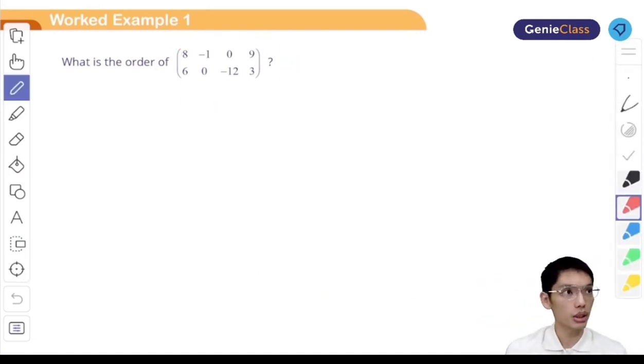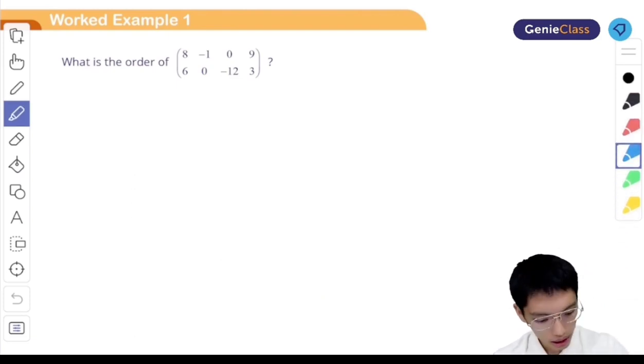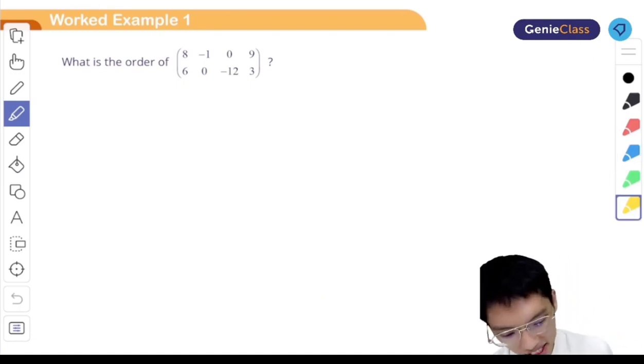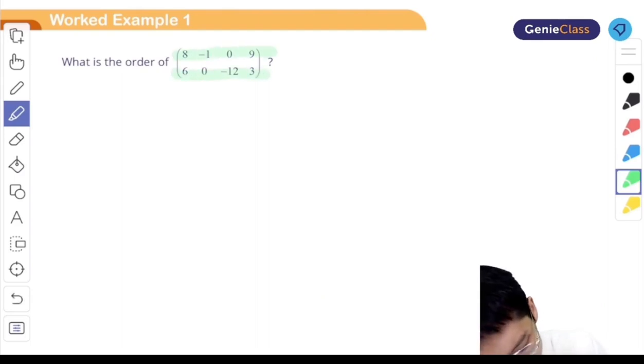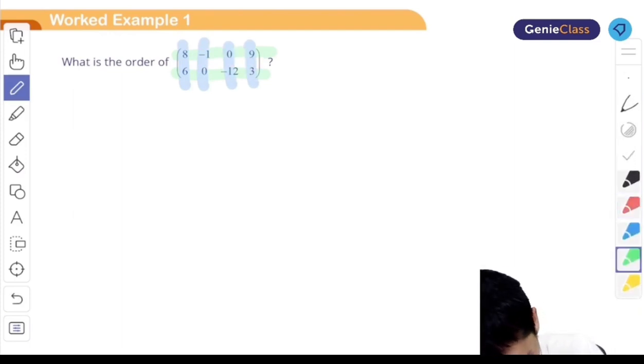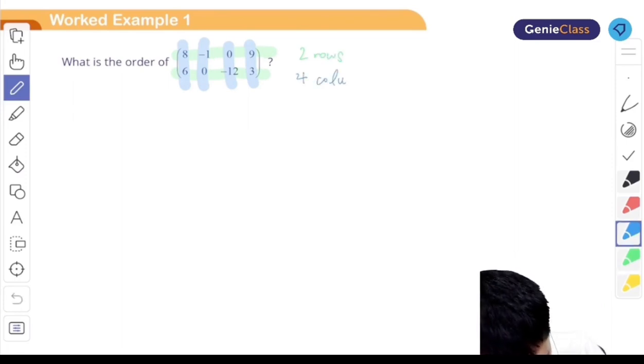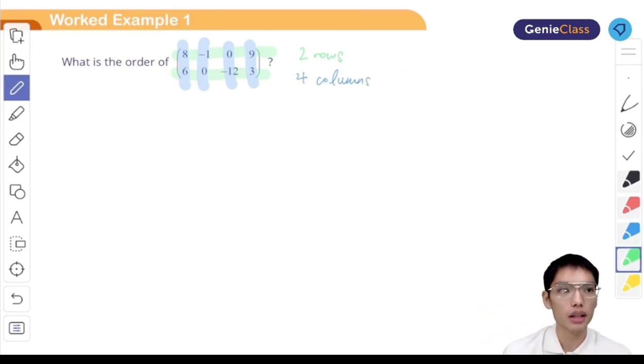Does anybody want to give it a try before I go through? I'll just wait for a few seconds. What is the order of this particular matrix? Let me give some guides while you're working it out. Very good, Denise. That's the answer. But anybody else want to try? While I go through, take note, there are 2 rows, or in fact, yellow might be a bit light, let me use green. There are 2 rows and 4 columns. Does anybody else want to give it a try of what the order of this matrix is?